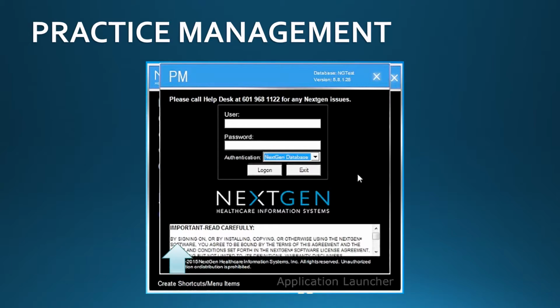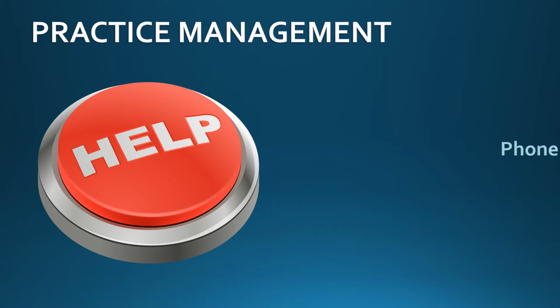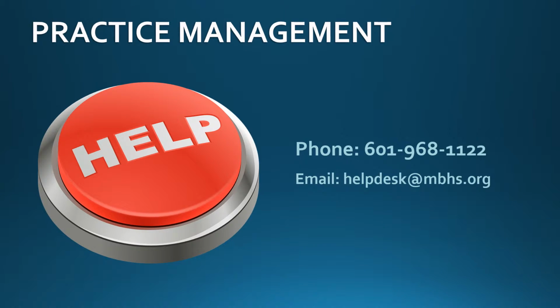This is the login screen for NextGen. This screen shows which application was selected and also what database the user is currently working in. Please note this screen also provides the help desk phone number to call to report any issues. Users may also email the help desk at helpdesk@mbhs.org.